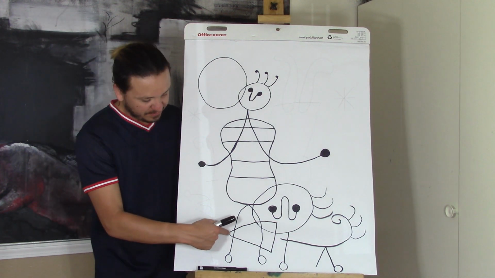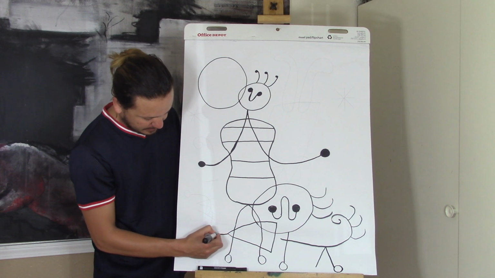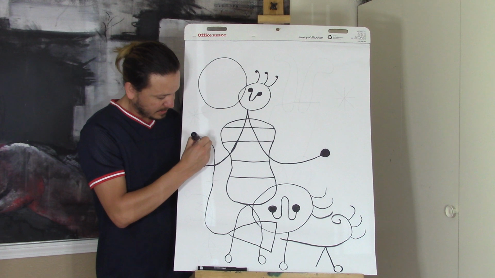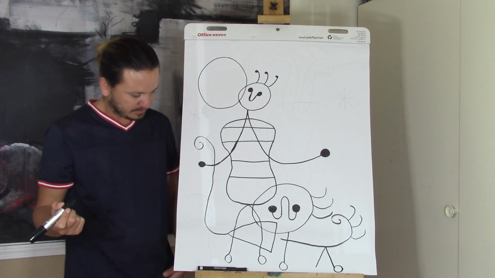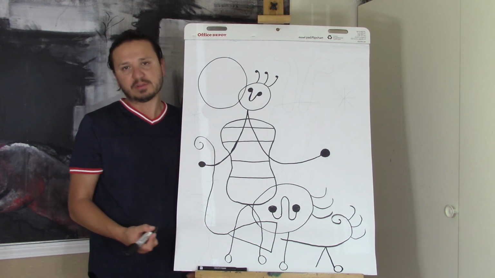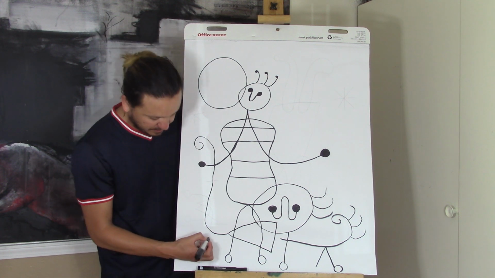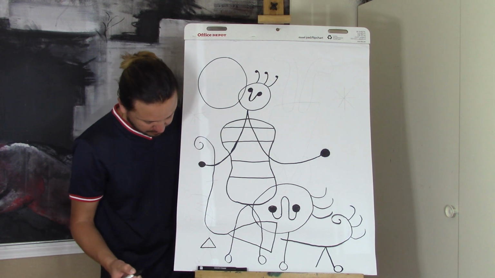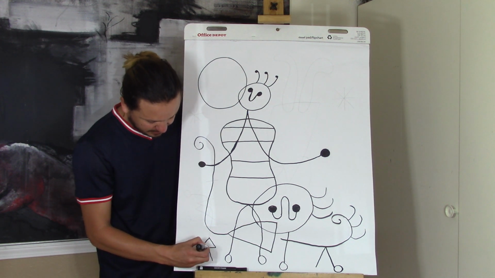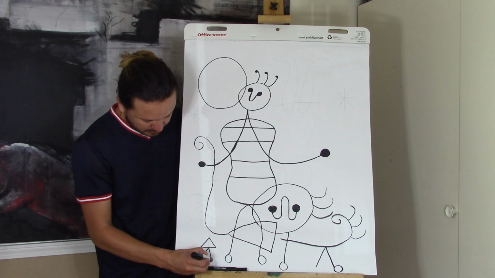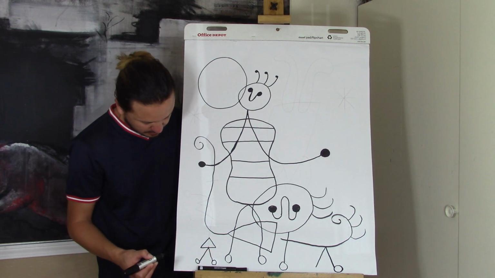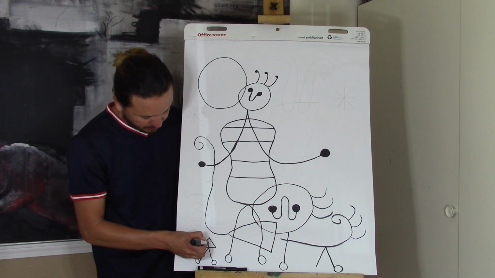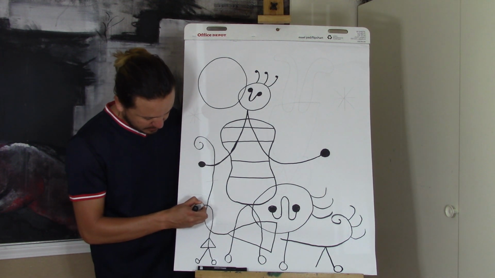Now from the tip of this triangle, we're going to extend a line to the top and then curl it at the end. The shape rectangles was something that was always repeated throughout his paintings. So we'll put one there. We'll give it some legs. And then we'll put a line through the middle and bring it out.